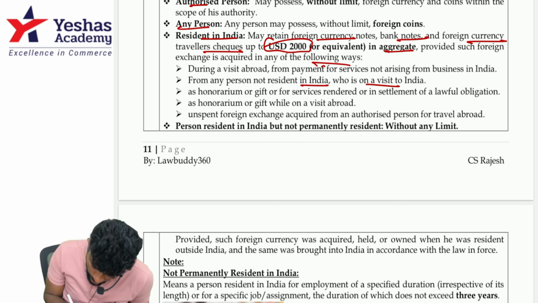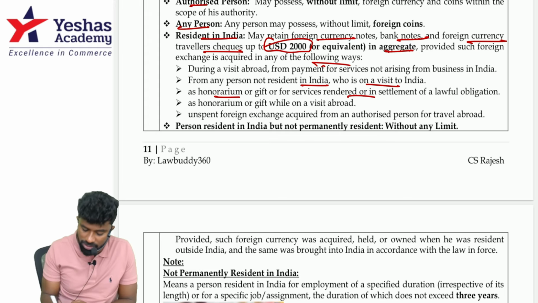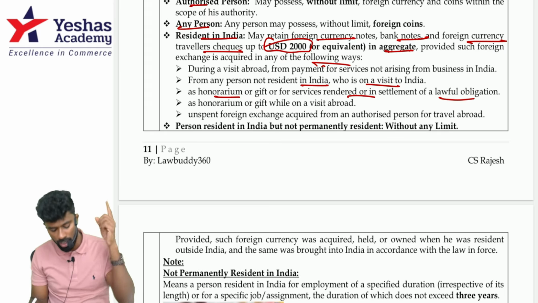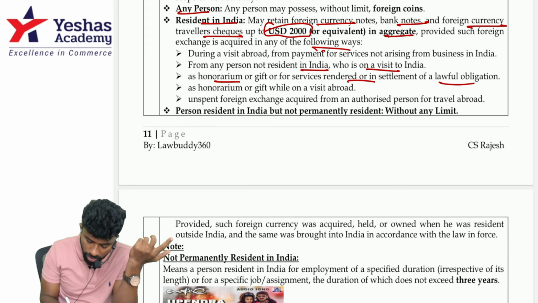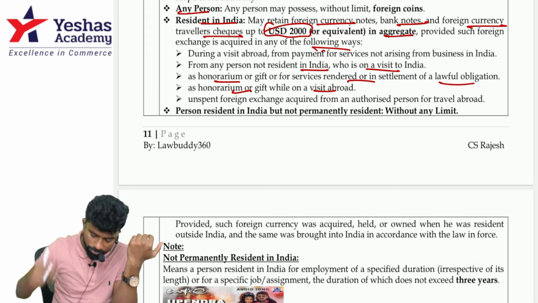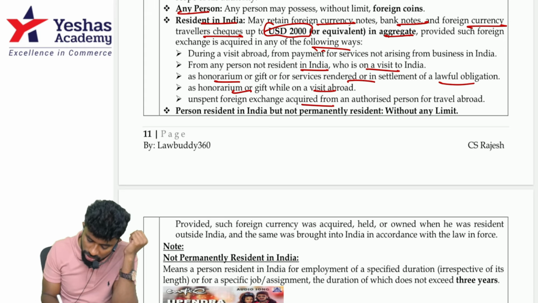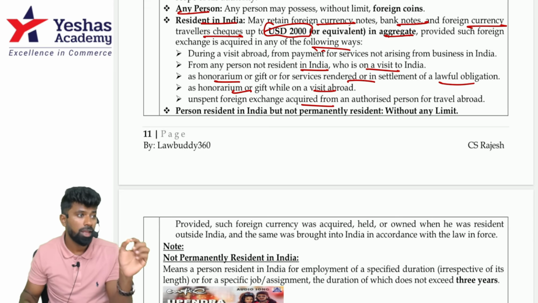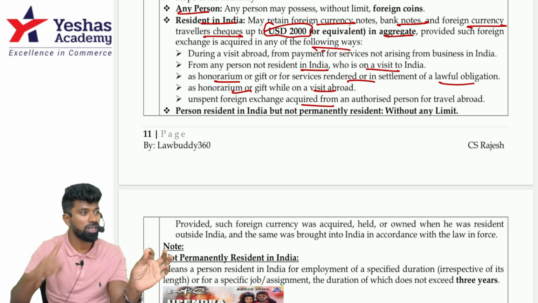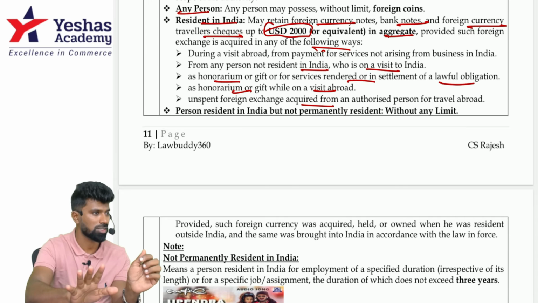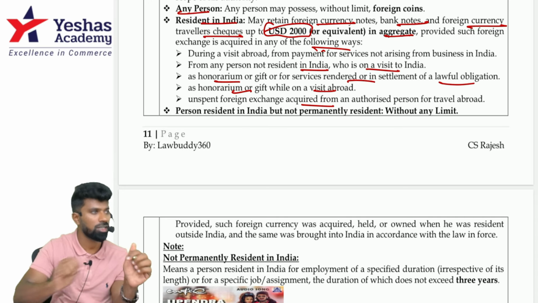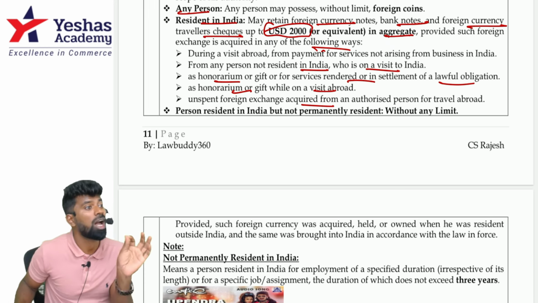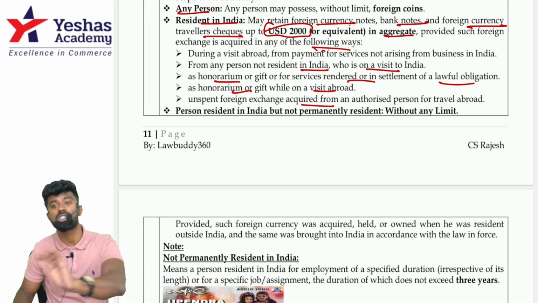Next one, an honorarium or a gift for services rendered, or in settlement of a lawful obligation. Next one, a gift while on a visit abroad. Unspent foreign exchange acquired from an authorized person for travel abroad should be repatriated within 90 days. Correct? But however, can I keep the foreign exchange? Yes, up to how much? 2000 US dollars.